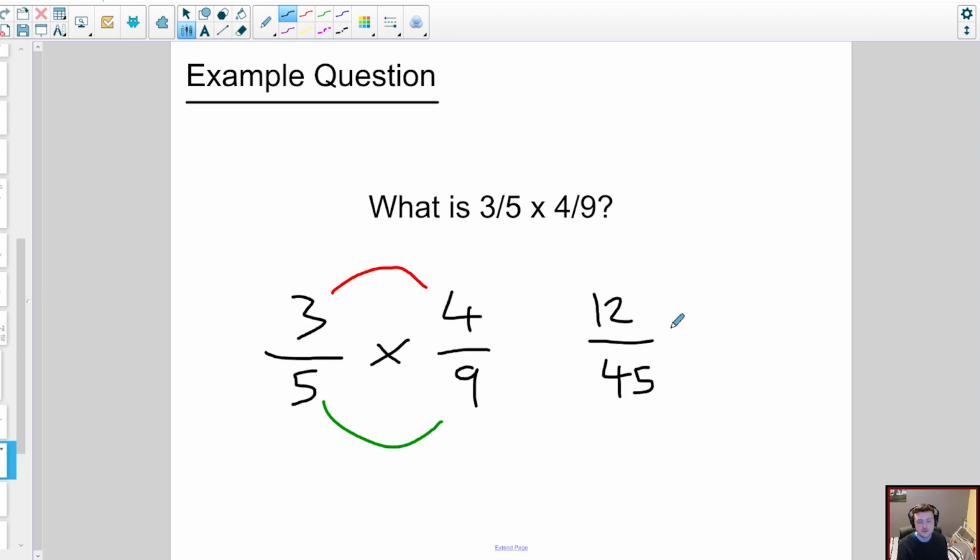And that's my answer. Of course, we can simplify that a bit if we want. We could divide it by 3 and we'd end up with 4 out of 15. And then we can't simplify it anymore. For now, I'm not too worried about you simplifying it to the simplest form. I'm just showing you how to do the method.